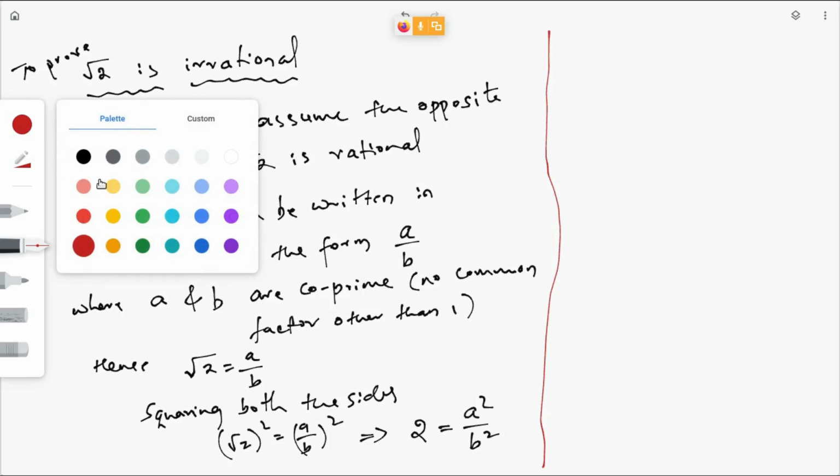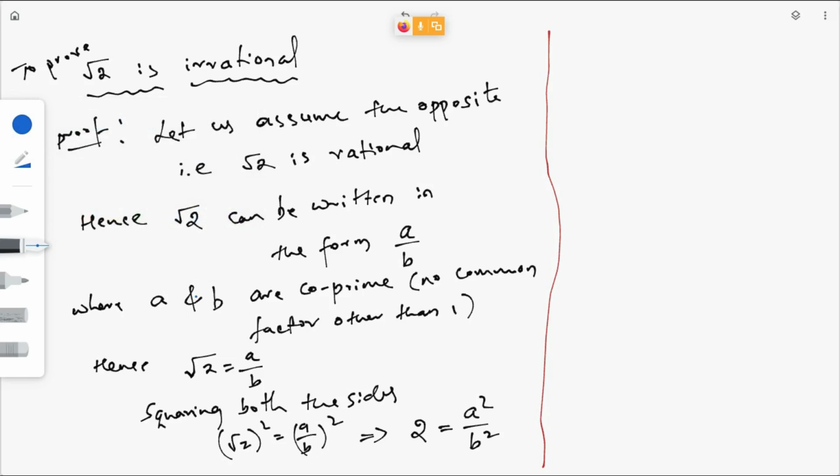2 is equal to a square by b square, or you can write it as 2 into b square is equal to a square. Yes or no? Or you can write it as b square is equal to a square by 2. Just change these two numbers. Take this b square here and then take this 2 in the denominator. So b square is equal to a square by 2.